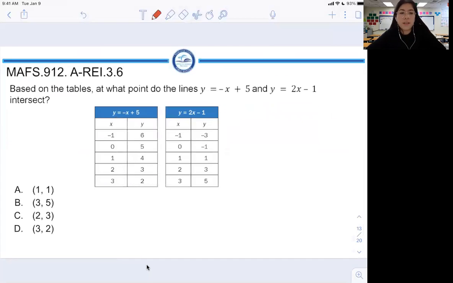What about if it's on a table? What do you look for? Where they have the same numbers? Yeah, exactly. Where they're exactly the same. So where do they have the same exact values? 2, 3. Anywhere else, or is that it? That's it. Wow. I'd be happy if I got this question. Easy.